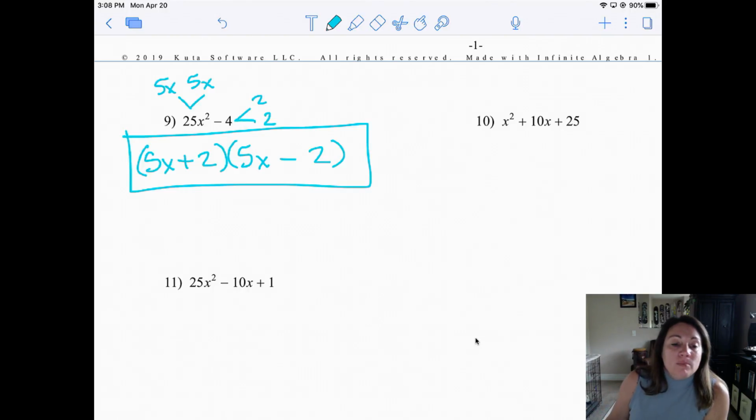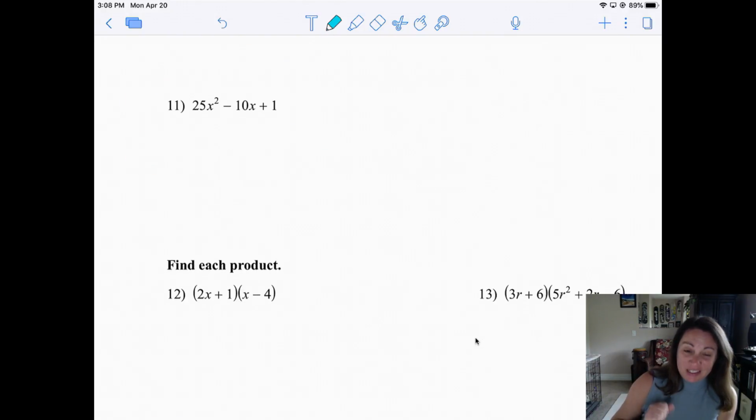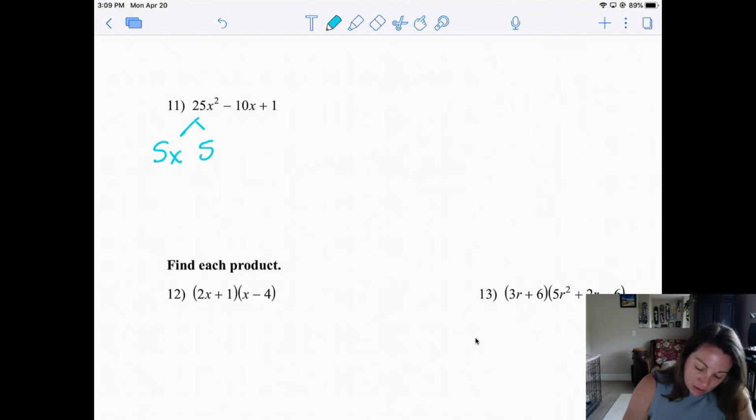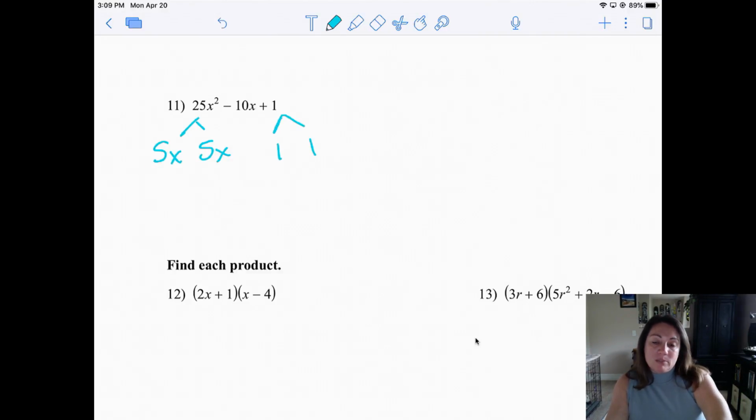Okay, number 11. Number 11 is a trinomial, and there's no GCF, so bummer. But before I just start diving into finding two numbers that multiply to 25 and add to negative 10, this is special because 25x squared is a perfect square. It's 5x and 5x. And 1 is also a perfect square. Yeah, 1 is a perfect square, don't forget.